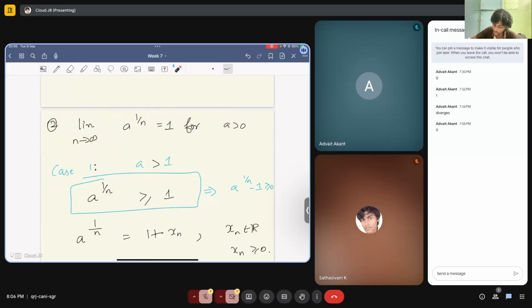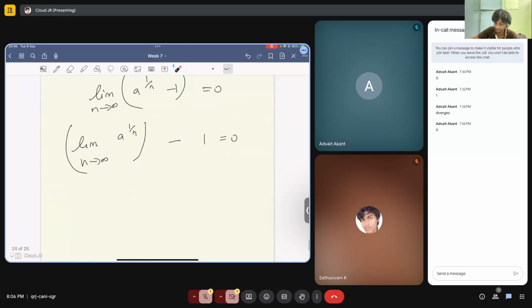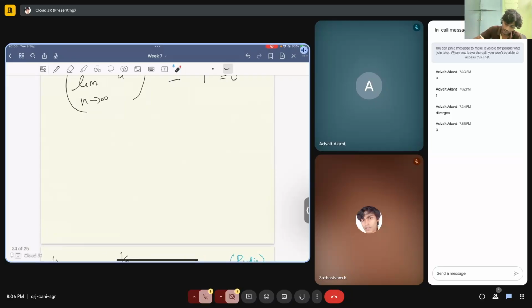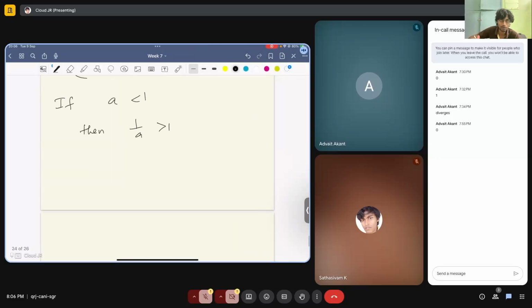So now what you proved is for A strictly greater than 1. Greater than or equal to 1 is fine, but strictly greater than 1, at least we have done it. What if A is less than 1? If A is less than 1, then 1 by A is greater than 1, right? So what you still have to compute is A to the power 1 by n.